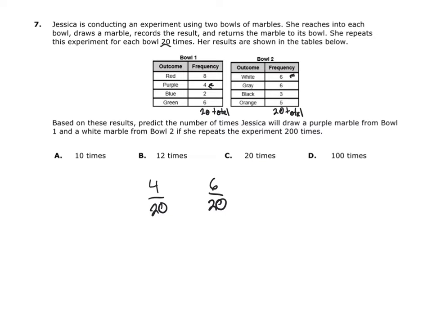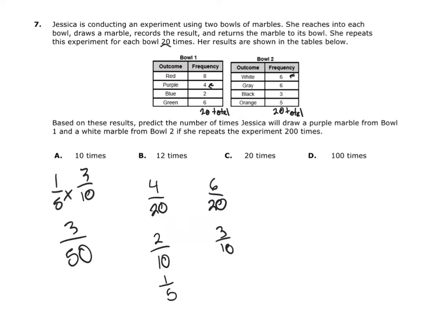Now we can reduce both of these: 2 out of 10 and 1 out of 5. When we reduce down 6 over 20, we divide by 2, get 3 over 10, and that's where we have to stop for that one. Now we have to multiply those together. So we have 1/5 times 3/10 to get 3 over 50.